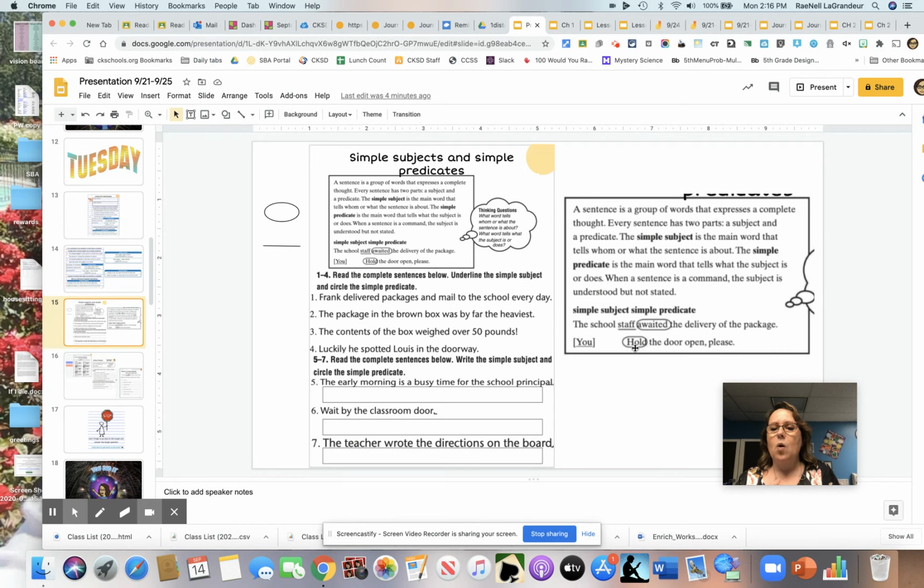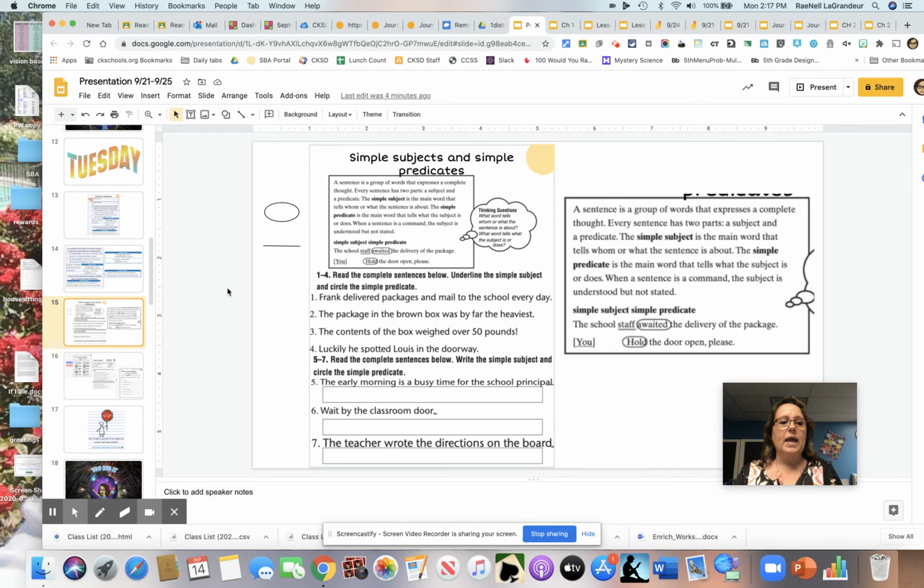Here we have, hold the door open, please. Well, who or what it's about? Since this is a command, somebody's telling you or asking you to do something, it's actually about you. You are the subject. What are you asked to do or what are you doing? You're holding. So that is one of the exceptions where you're not going to be able to actually see the subject, but that doesn't happen very often. Just think, is this something that I could then go do?